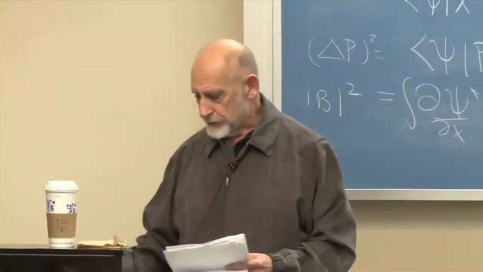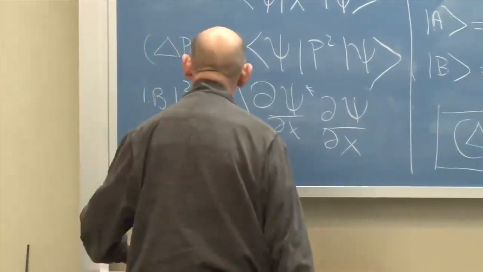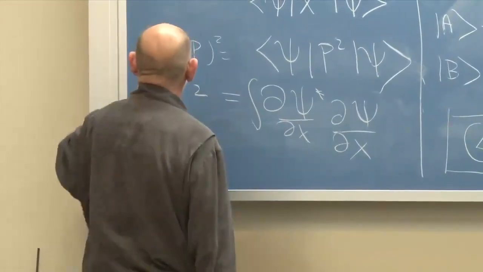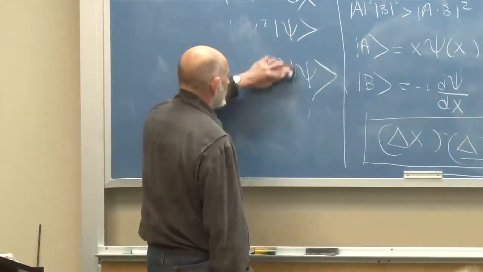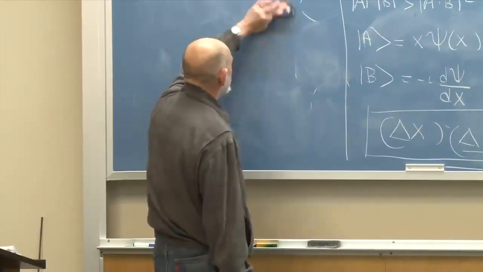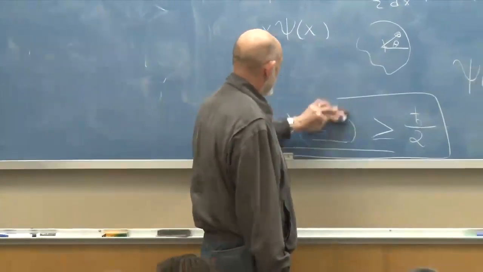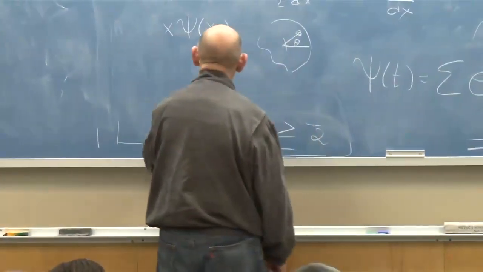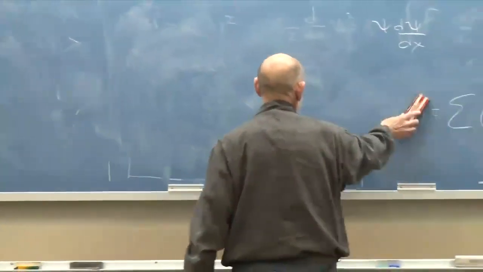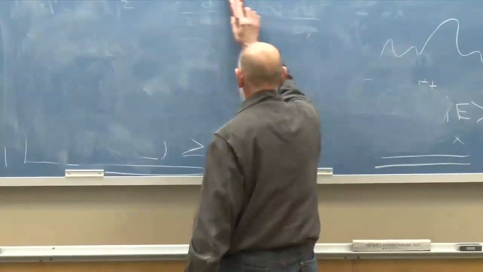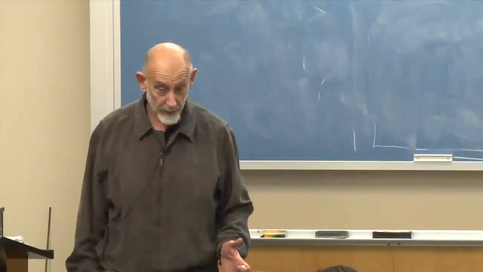Let's turn to the Schrodinger equation. The Schrodinger equation is the equation for the way a wave function changes with time. It also governs the way expectation values change. If you know how the wave function changes with time, then you can try to deduce how expectation values of observables change with time.